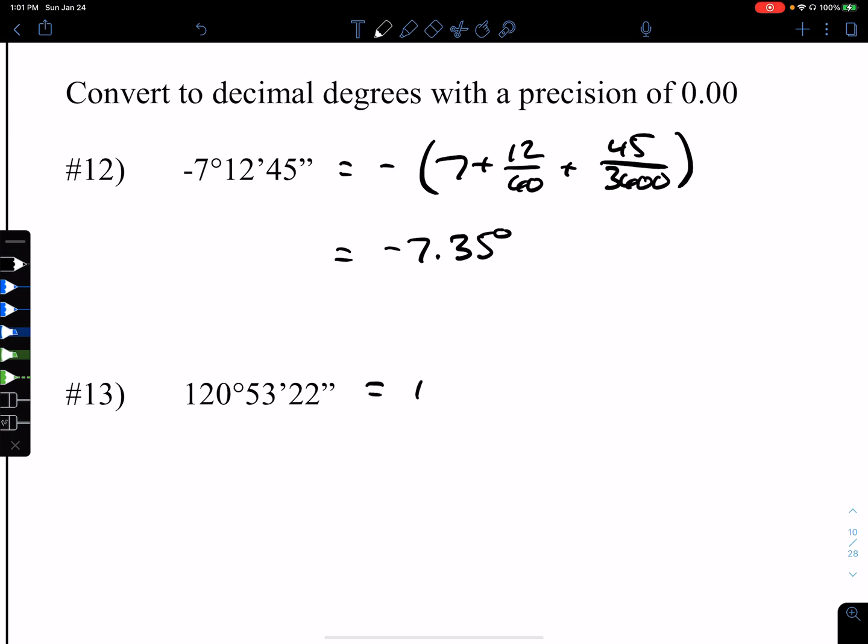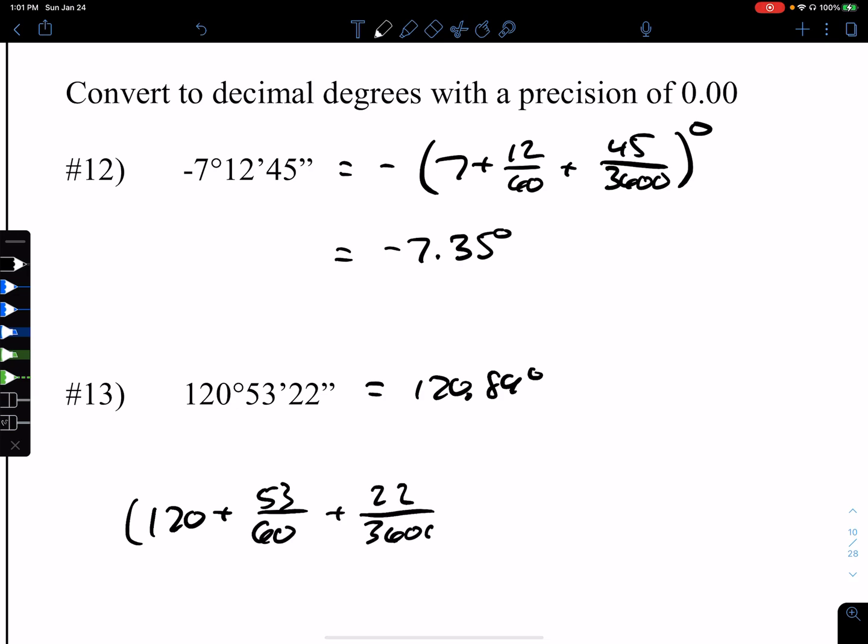This next one is going to be 120.89. Do it in a similar way. You've got 120 plus 53 over 60 plus 22 over 3,600. Put that in your calculator, and you'll get 120.89.